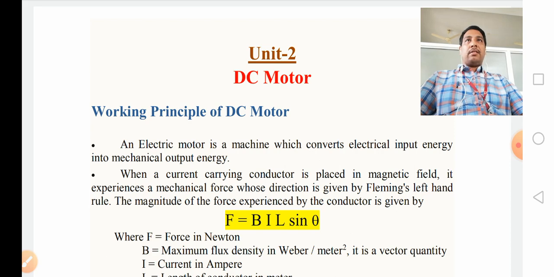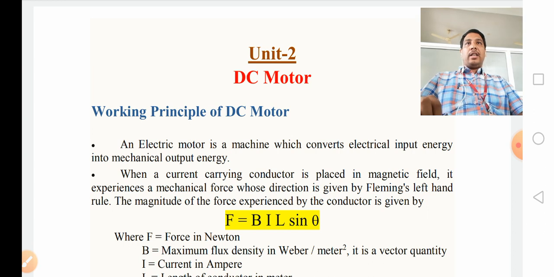In the case of the DC motor, there is a basic difference, just exactly the opposite. An electric motor is a machine which converts electrical input energy into mechanical energy output. That is the basic function of the DC motor. So here we are going to discuss the basic working principle of the DC motor as the first part.